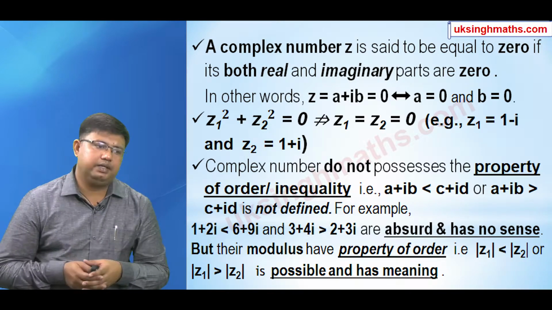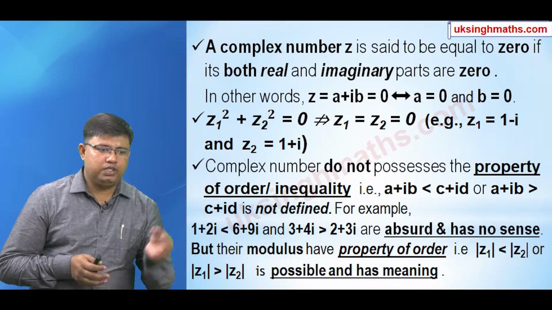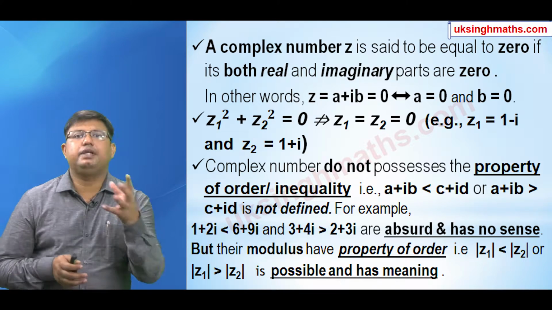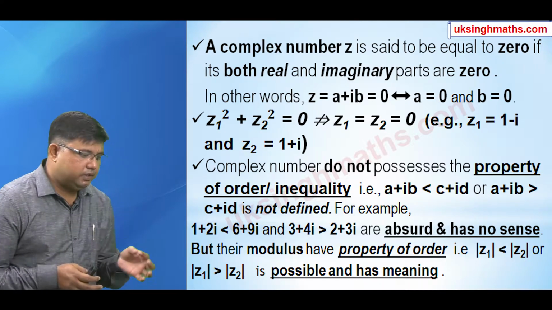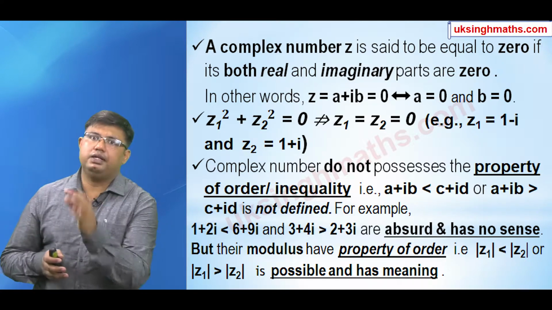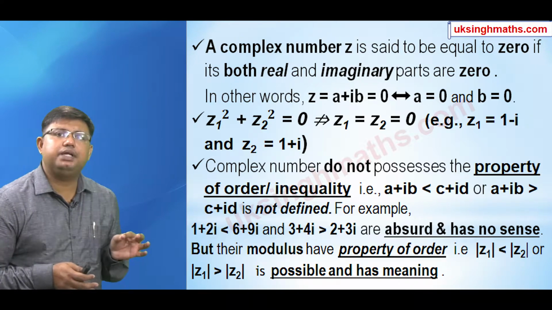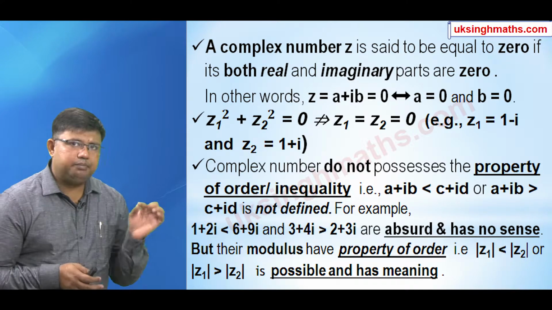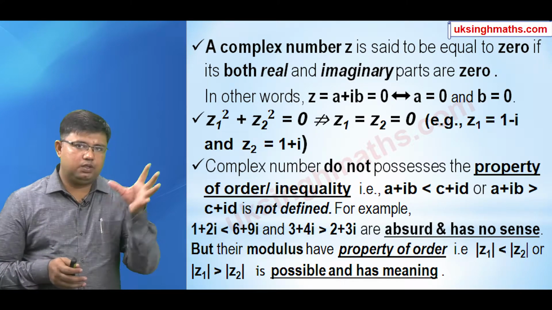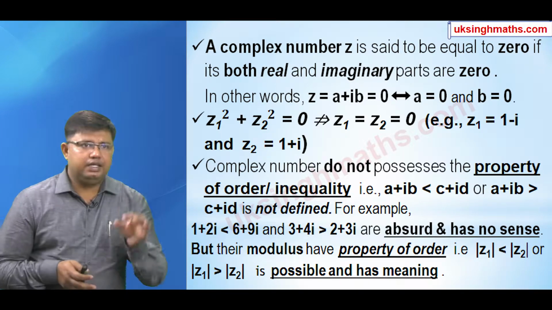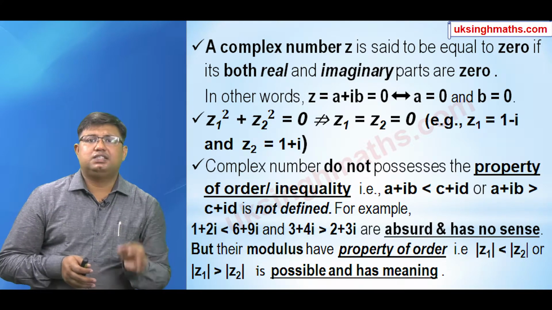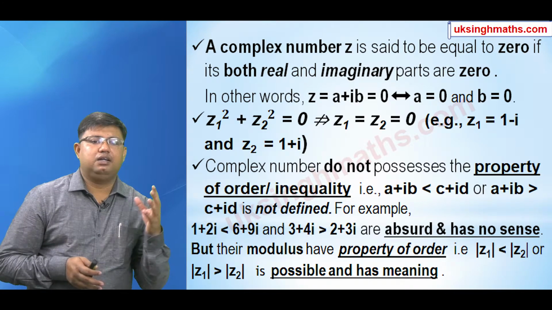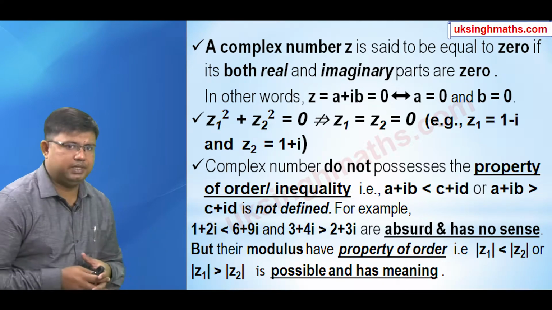We already know that a complex number is visualized as a point in a plane. It can be represented by an ordered pair in the plane. And since points do not follow the property of order in a plane, that's why a complex number does not follow the property of order. So suppose a plus ib and c plus id be two complex numbers, then a plus ib less than c plus id or a plus ib greater than c plus id are not defined in the complex numbers.